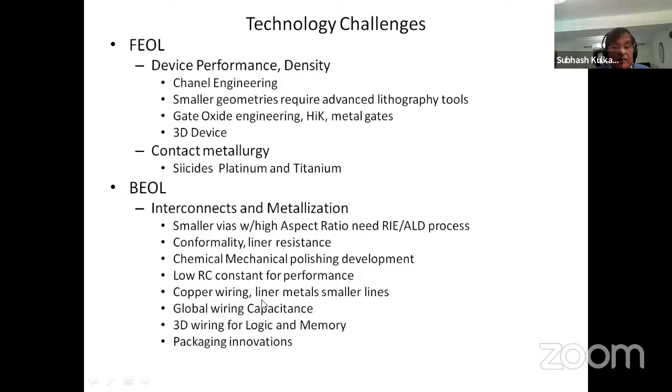Copper wiring is the latest state of the art. Liner metals are investigated in terms of lower conductivity for smaller lines. Global wiring capacitance, I'll talk about and show you how that is handled. And 3D wiring in logic and memory, and packaging innovation. So this is the heart of the development that is going on.